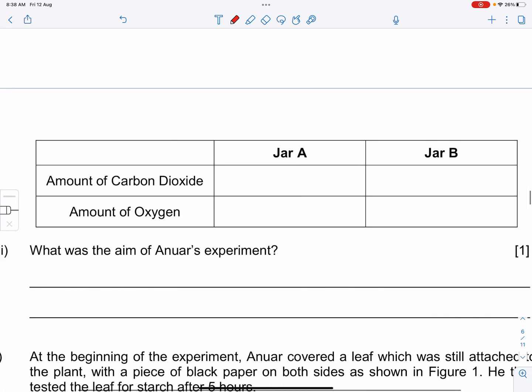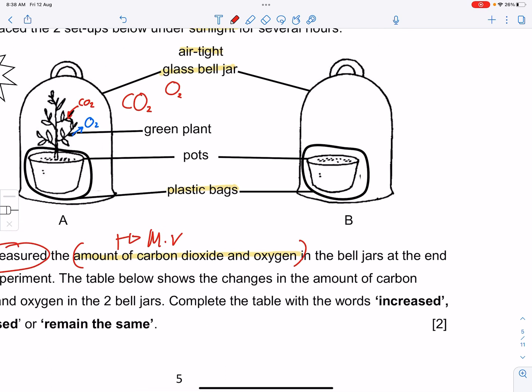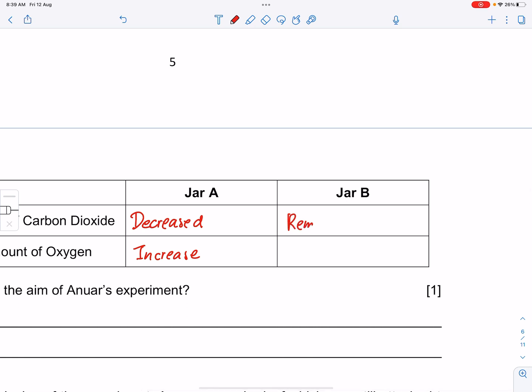So the amount of carbon dioxide, as I mentioned earlier, would have decreased, and the amount of oxygen would have increased. For jar B, because there is no plant at all, there shouldn't be any changes, so it will remain the same. For both.